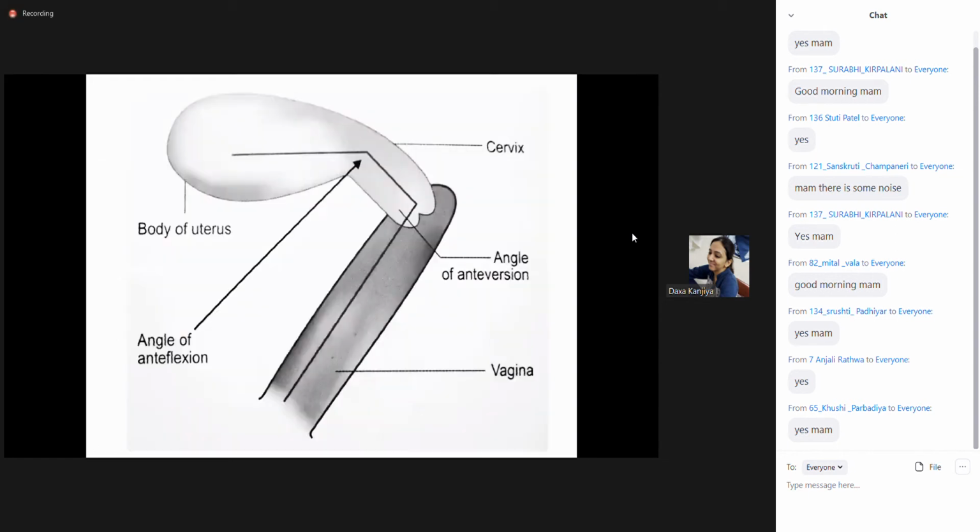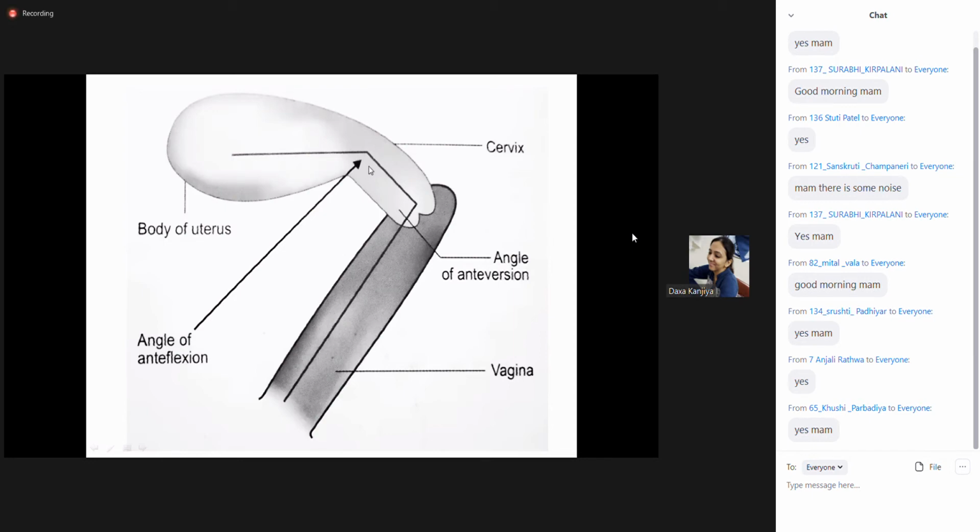It becomes more clear in this diagram. See, this is the long axis of the body, then this one is the long axis of the cervix and the long axis of the vagina, which is downward and forward. Right. So the angle is present at two places.